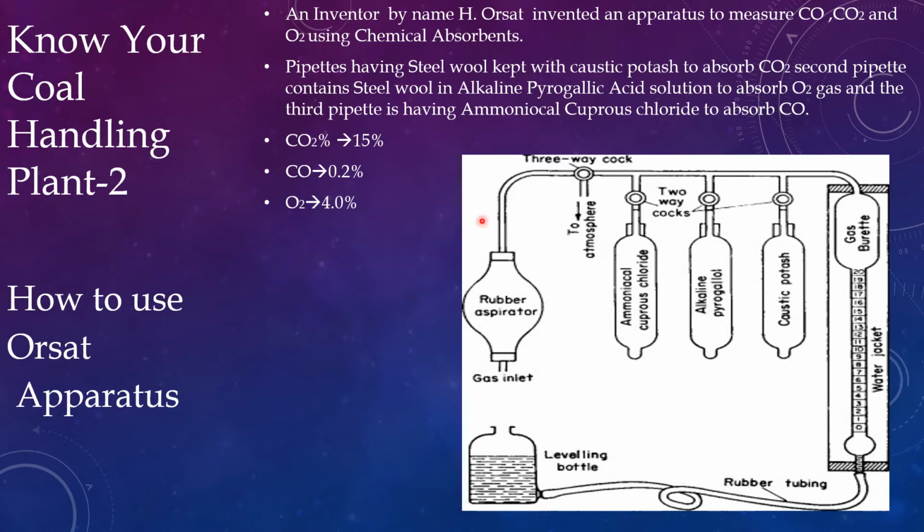This is the arrangement of the Orsat apparatus. This is a rubber aspirator where, with the clamp, we can connect the flue gas hose. This is a measuring bottle, the leveling bottle. This is a burette which is graduated, filled with water, also jacketed. Outside is also filled with water. This is the first chamber where caustic potash is there with the isolation wall, and next one is a pipette having alkaline pyrogallol, and the third one is having ammoniacal cuprous chloride.